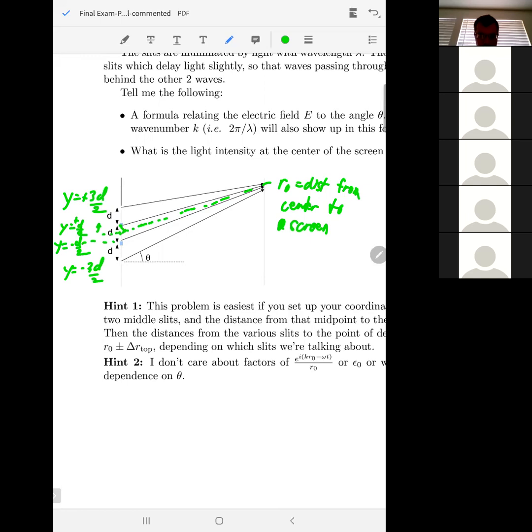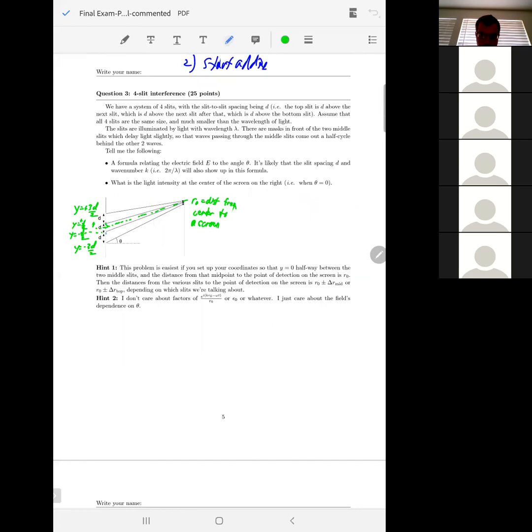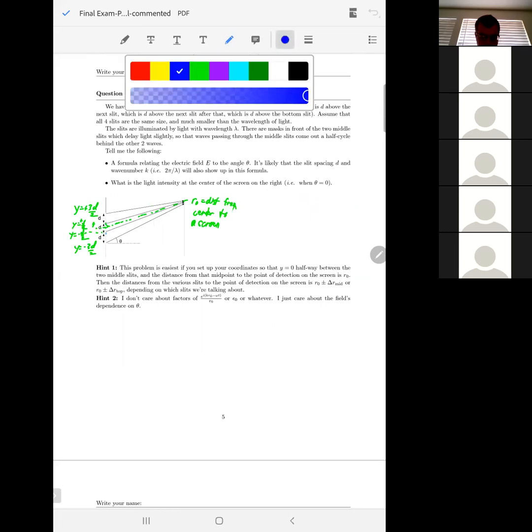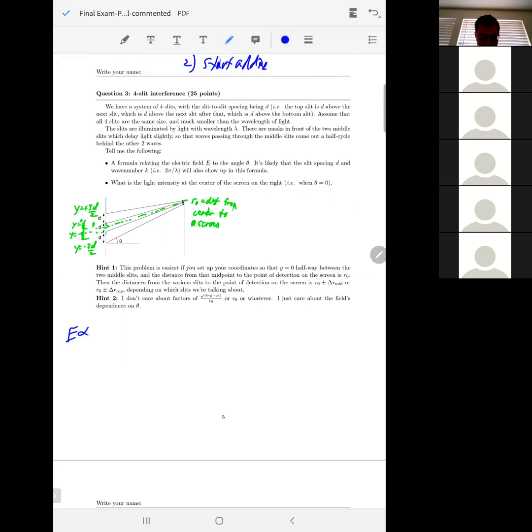That's important. On the midterm, some people got confused as to where the reference point was. If it's from the center of the screen, then the distance is not d sine theta, but d over 2 sine theta, or minus d over 2 sine theta. Once we've got that, then we can start adding. You can say that E is proportional to E naught, e to the I, k r naught, times e to the I, k d over 2 sine theta, plus e to the minus I, k d over 2 sine theta.